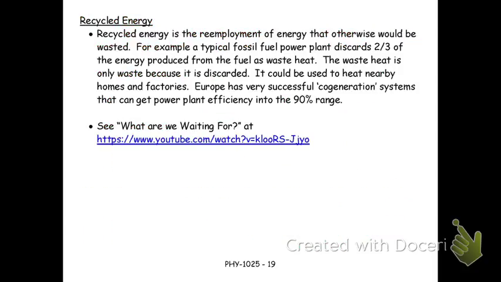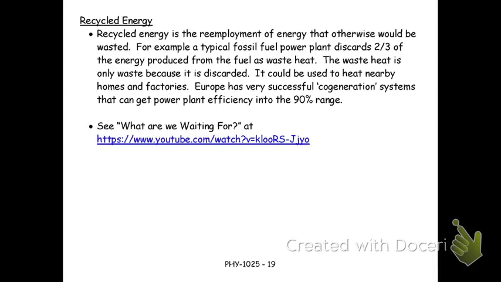And then we have a couple of things. We have recycled energy. Recycled energy is the re-employment of energy that otherwise would be wasted. For example, a typical fossil fuel power plant discards 2/3 of the energy produced from the fuel as waste heat. Think about it. You go down to Big Bend Power Station, okay? For every 3 cars of coal that comes in, I don't think it burns coal anymore, but let's say it's coal. For every 3 cars of coal that comes in, 2 of them are just wasted. They're just heating up the environment.